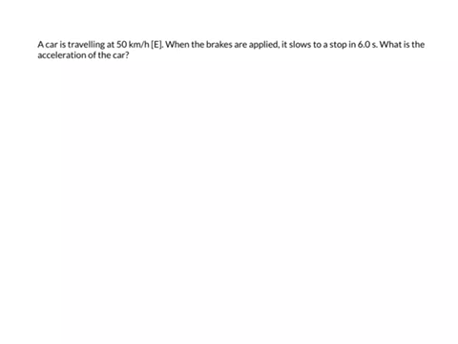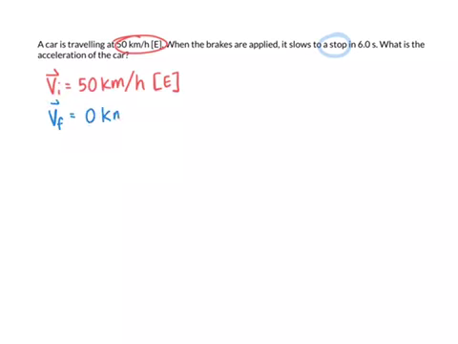So we're going to start again by listing everything we know. We have 50 kilometers an hour. That's our initial velocity. It's initially traveling in the east direction. We have slows to a stop. So a stop implies to us that the final velocity is 0 kilometers per hour, and we'll make that also in the east direction. And then lastly, the time of braking. So it's going to take 6 seconds for this car to come to a complete stop.